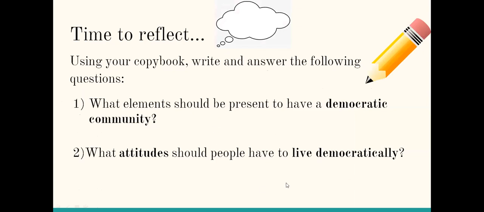So time to reflect. Using your green copybook, write and answer the following questions. Number 1, what elements should be present to have a democratic community? ¿Qué elementos deberían estar presentes para tener una comunidad democrática? And 2, what attitudes should people have to live democratically? ¿Qué actitudes debería tener la gente para vivir en forma democrática?